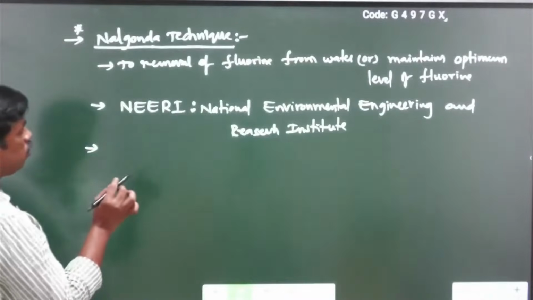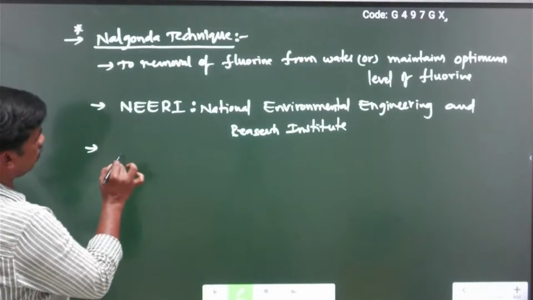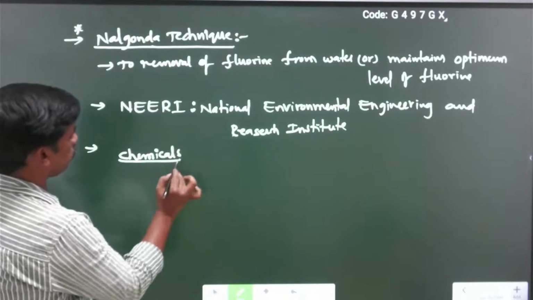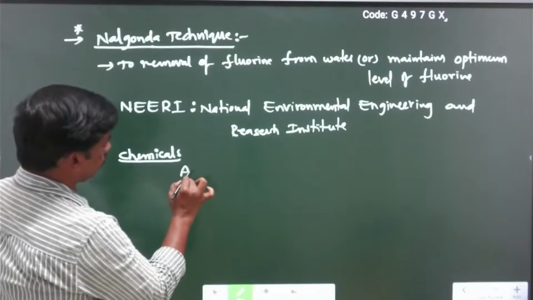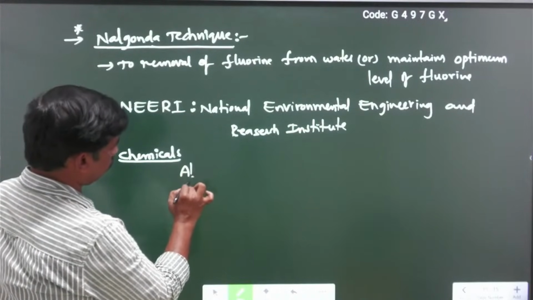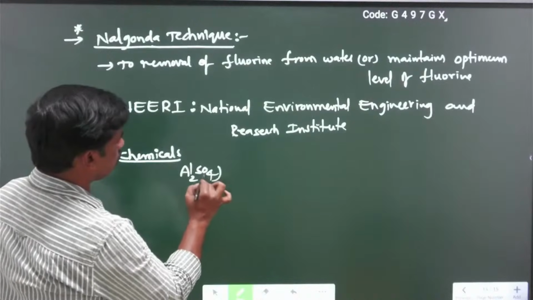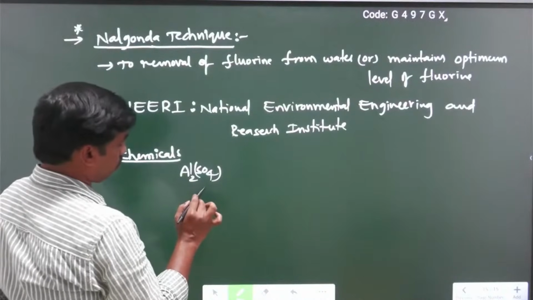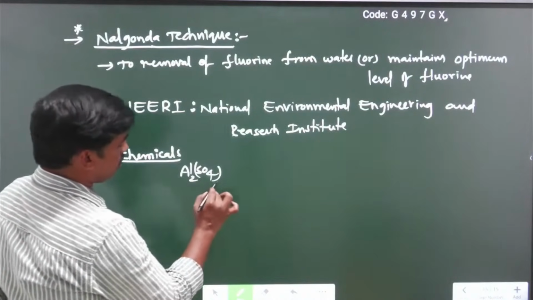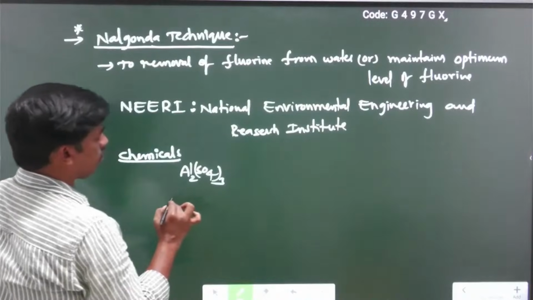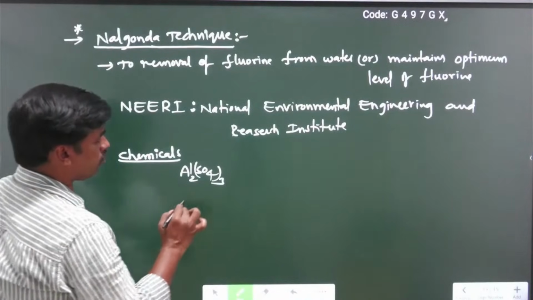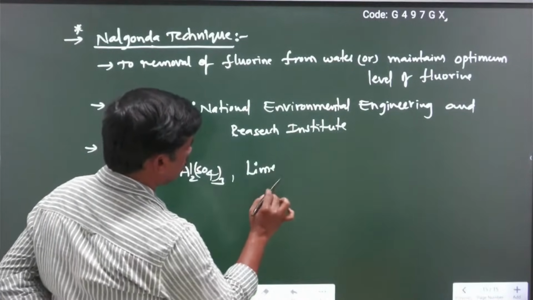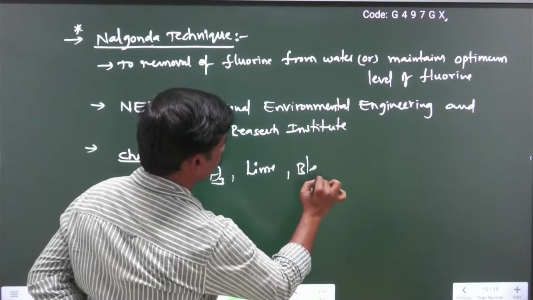In the Nalgonda technique the chemicals mixed, what are we going to take? Aluminium salts, that is Al2(SO4)3, taken twice, comma, lime, comma, bleaching powder.